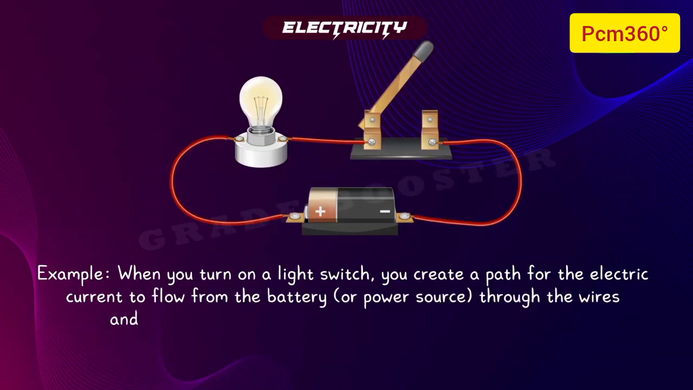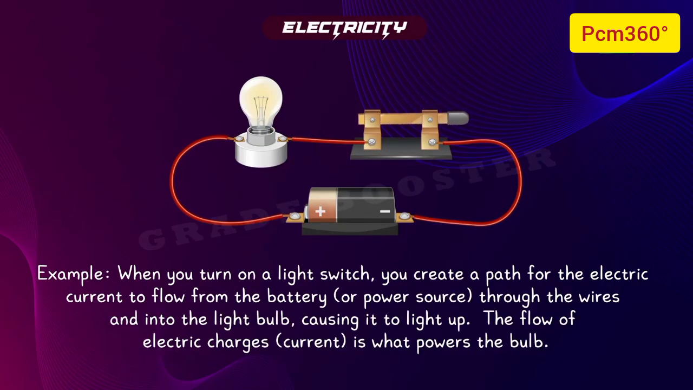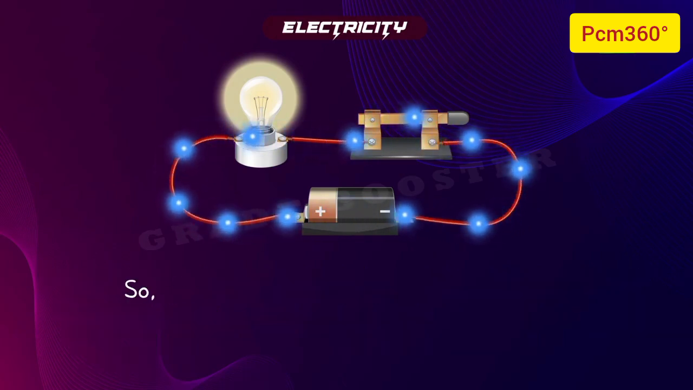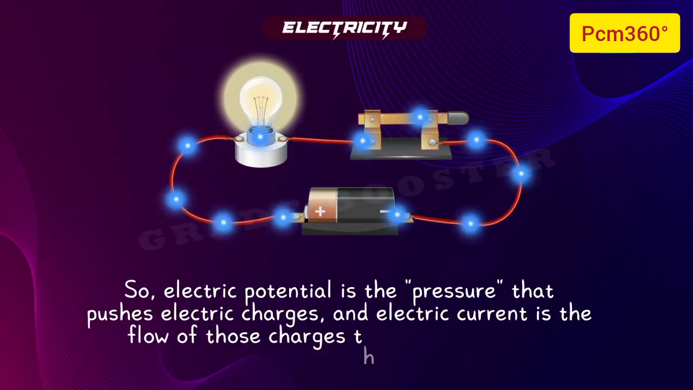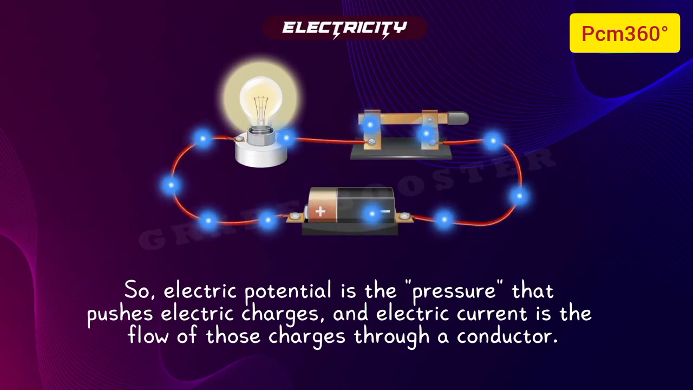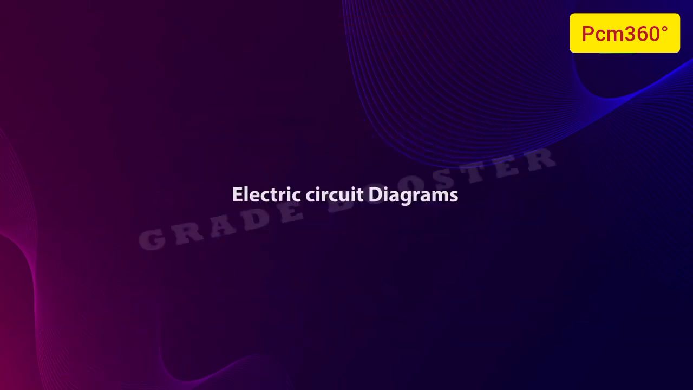Example, when you turn on a light switch, you create a path for the electric current to flow from the battery through the wires and into the light bulb, causing it to light up. The flow of electric charges, that is the current, powers the bulb. So, electric potential is the pressure that pushes the electric charges, and electric current is the flow of those charges through a conductor. So this is about electric potential and electric current.